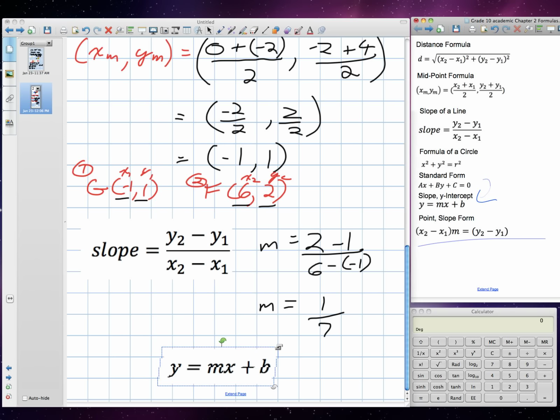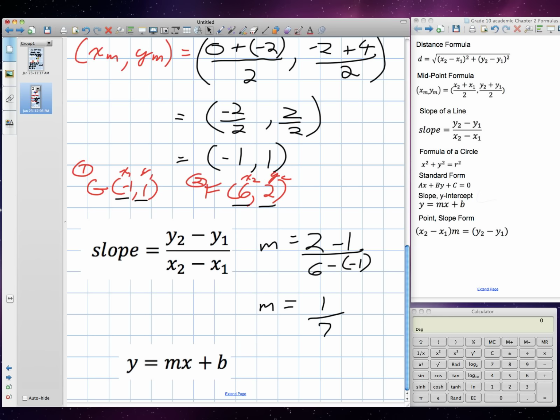Okay. So what this means is we're going to replace our m with 1 over 7. And I'm going to replace, let's say we're going to take point G. We could take either point for our x and y value in this, because we know they both lie on that line. I'm going to take G because it's probably going to be nice working with ones there. That was my logic to it. So we're going to replace x and y with those two numbers.